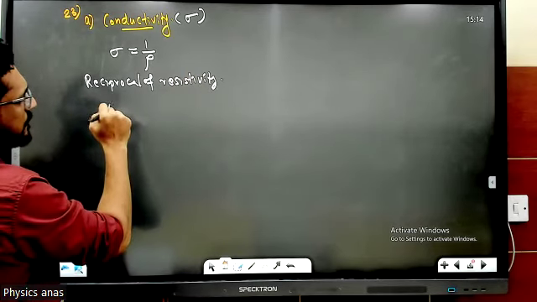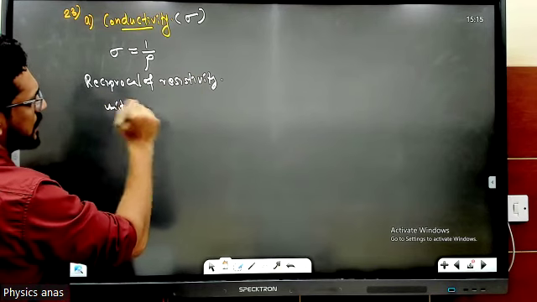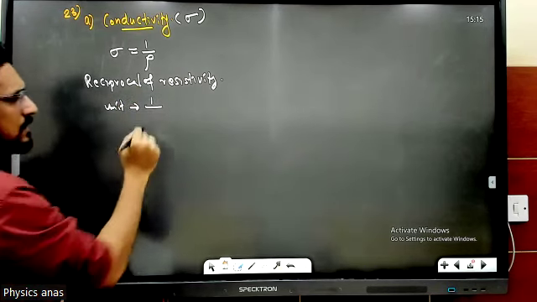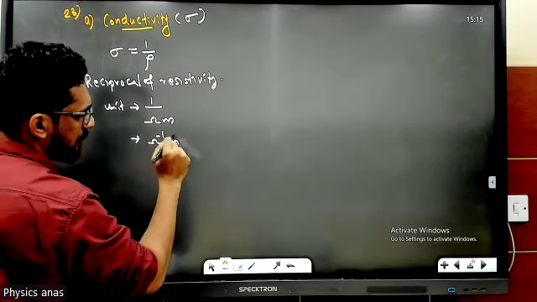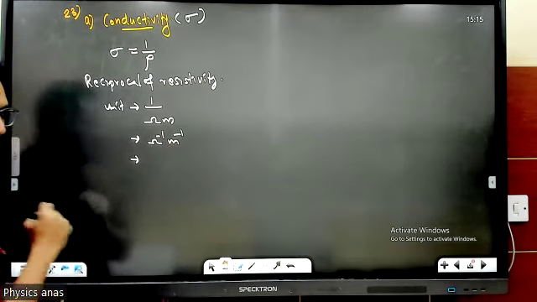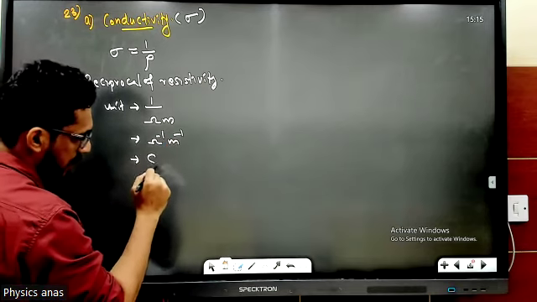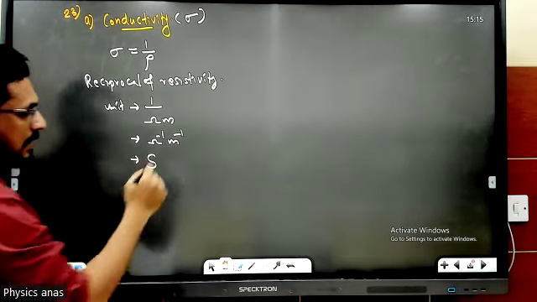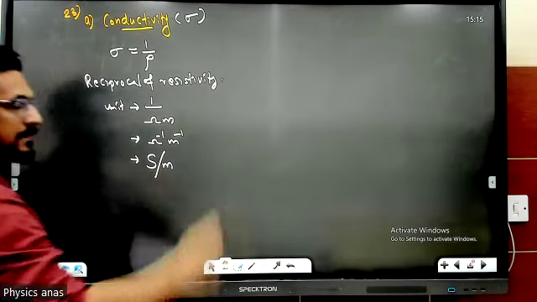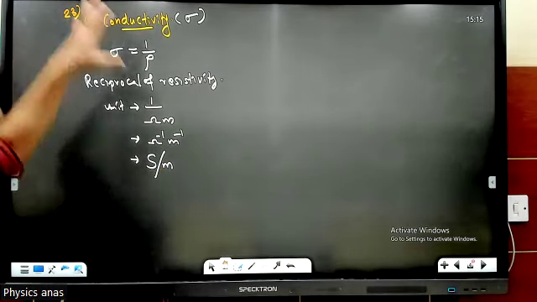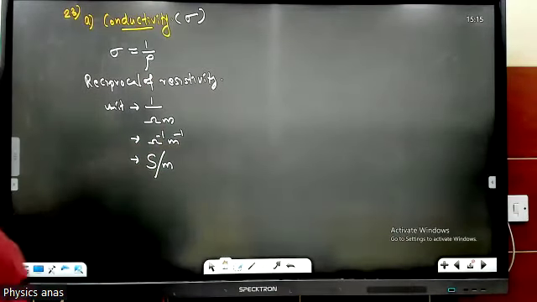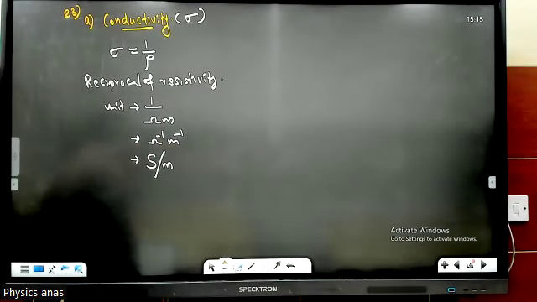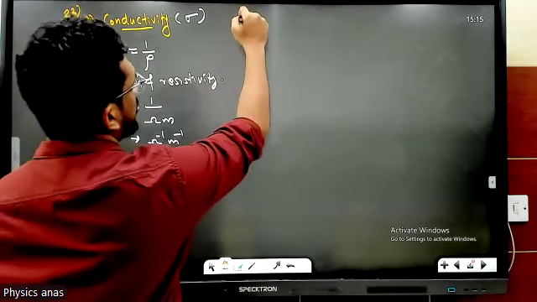What is the unit of it? The unit of conductivity is 1 by resistivity, and resistivity has the unit ohm meter. So 1 by ohm meter will be ohm inverse meter inverse. Ohm inverse is Siemens, written with capital S. So the unit is Siemens per meter. We have discussed many times what conductivity is.